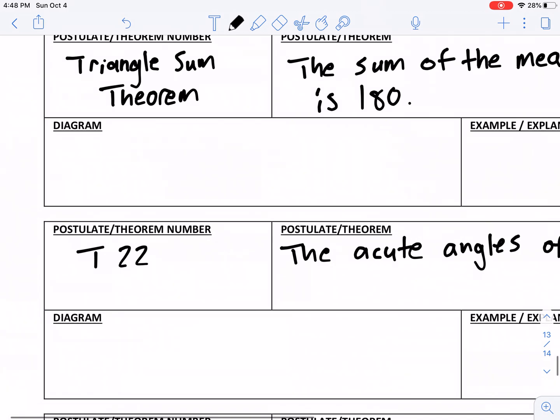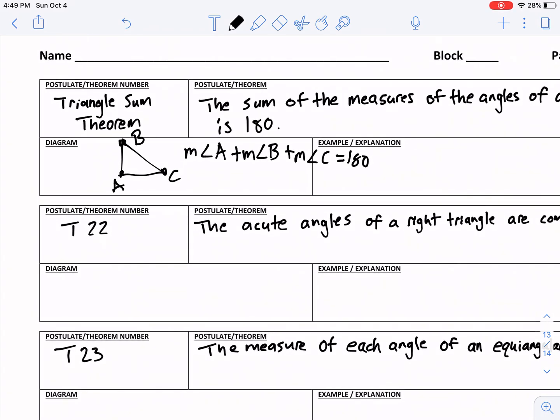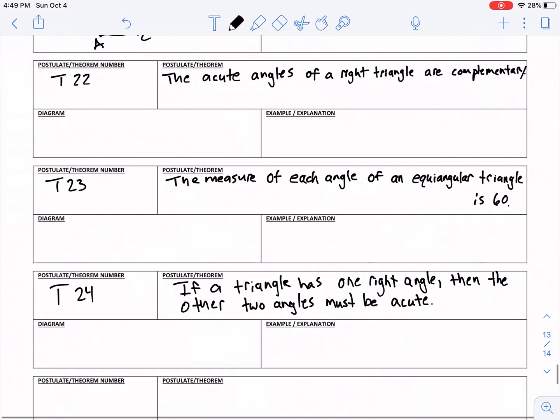So if I have some triangle here, and we could call it, let's say, A, maybe B, and maybe C. There we go. Then the measure of angle A plus the measure of angle B plus the measure of angle C has to add to be 180. Doesn't matter which triangle it is, it always adds to be 180. Then a couple of other theorems we want to add here is T22.